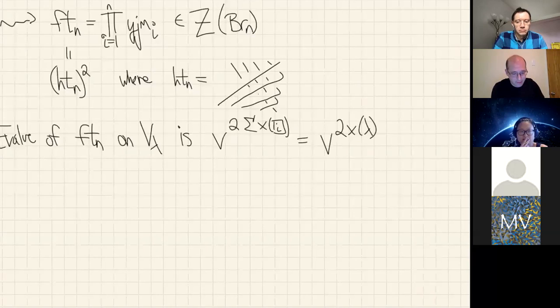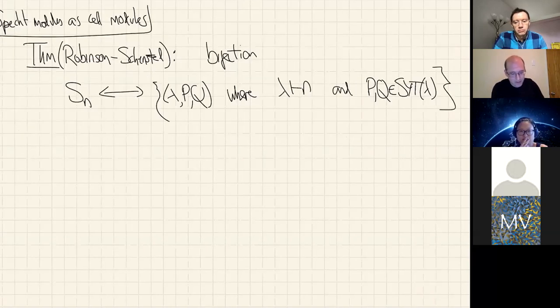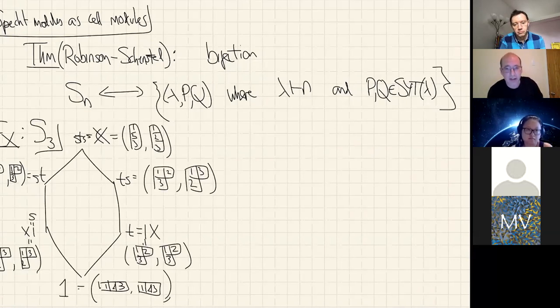Meanwhile, here's construction three. Robinson-Schensted proved that there's a bijection between the symmetric group and triples of a partition and two tableaux of that shape. Have you never seen Robinson-Schensted before? It's funky. But here's what it looks like for the symmetric group S3, just to give you an example.